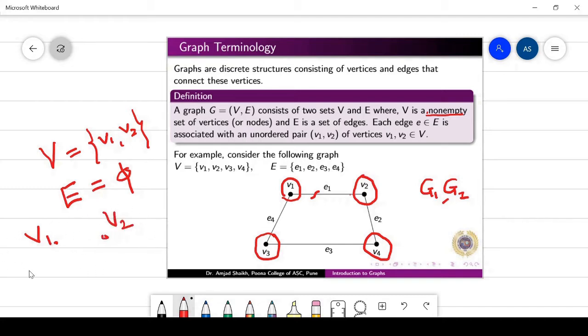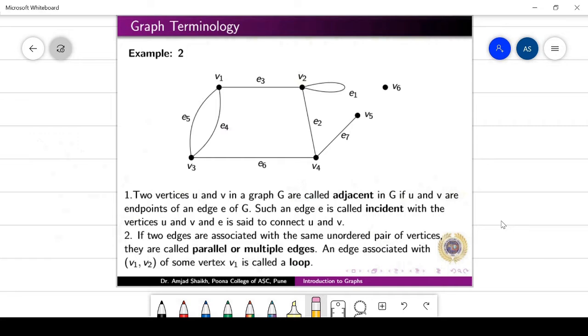So this diagram is also known as a graph. Even if you have only vertices, that is enough for us to call it a graph. Now let's move on to the next example. This diagram consists of 6 vertices and 7 edges.